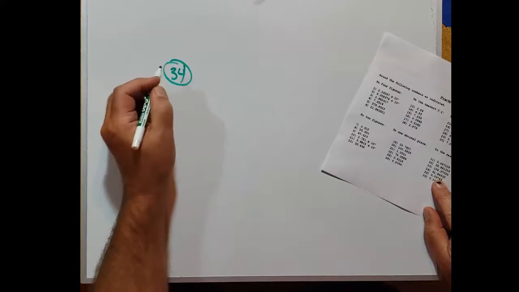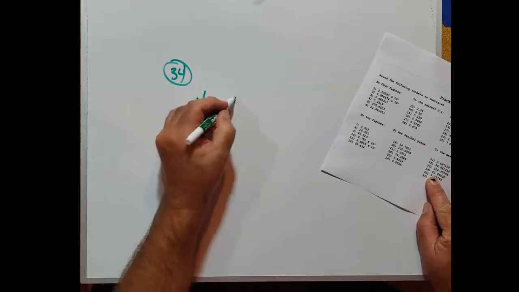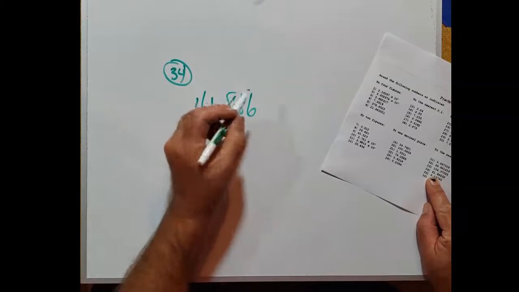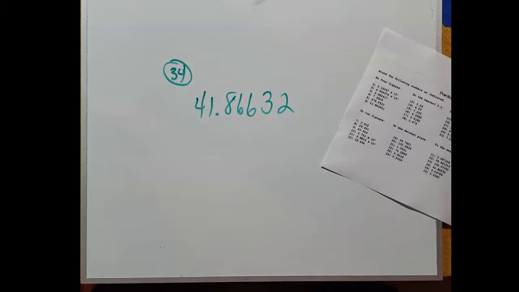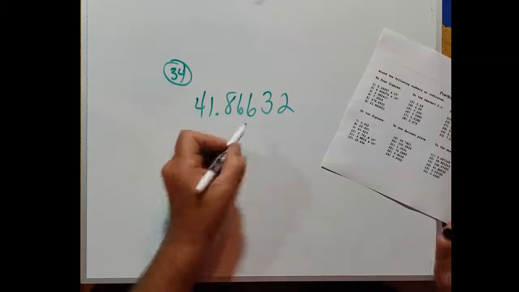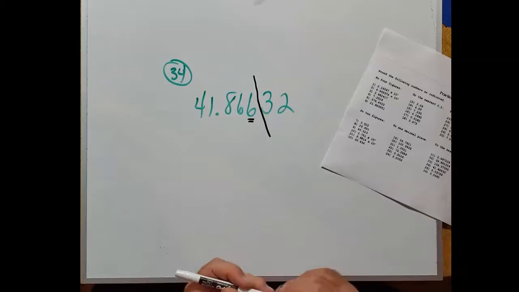Let's try another one. 34. 41.866332. The instruction for 34 says round to the nearest 0.001. In that number 0.001, that 1 is in the thousandths place. So we're being asked to round to the thousandths place, to this number right here, which means you want to chop off the 3 and the 2.